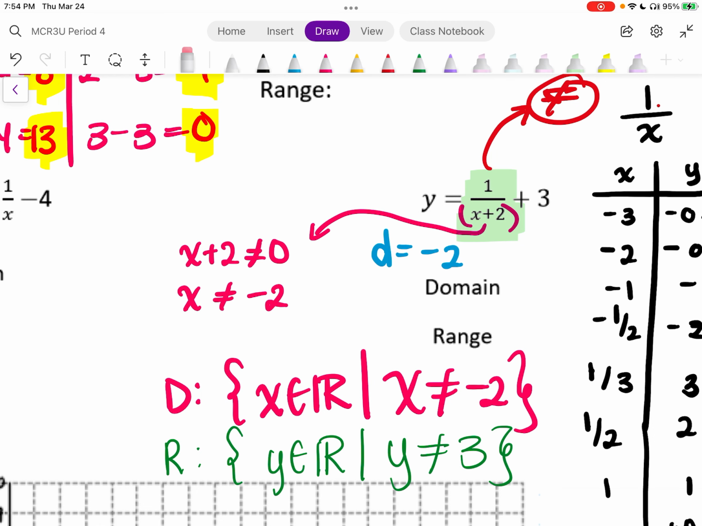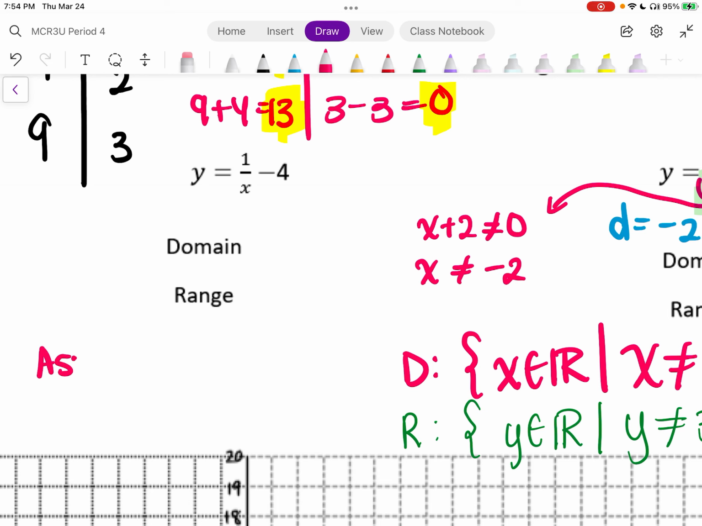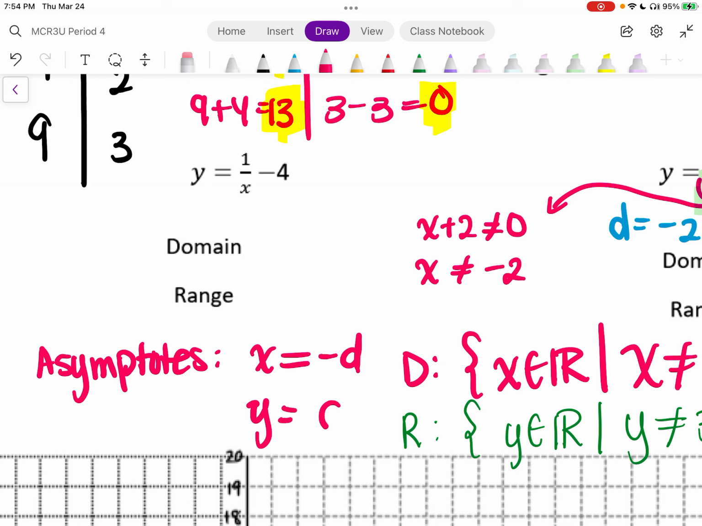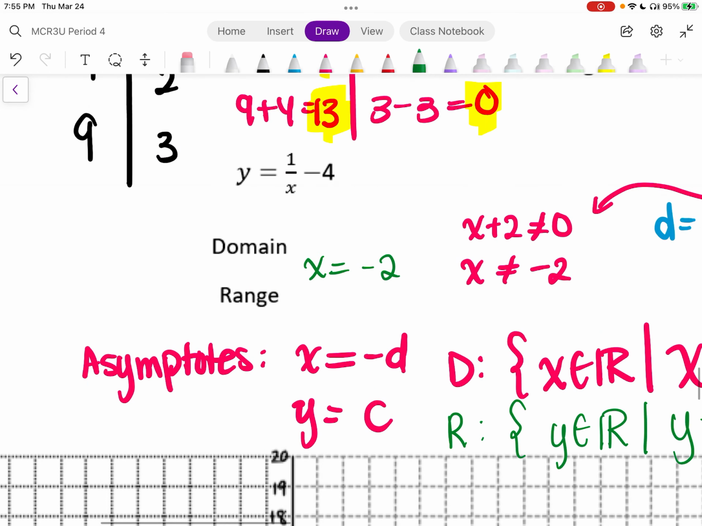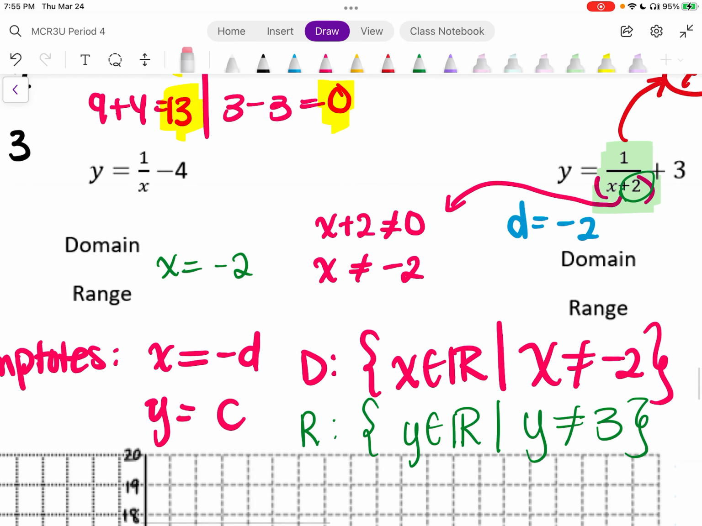Another way to remember this is the asymptotes for a rational expression are always written as follows. They're always going to be x is equal to -d and y is equal to c. So in this situation, our asymptotes are x is equal to -2, because look, the d value here is 2. Well, it's not negative, but you know what I mean. When you pull it out, it's the same, so you just change the sign. And then y is equal to c, which is 3.